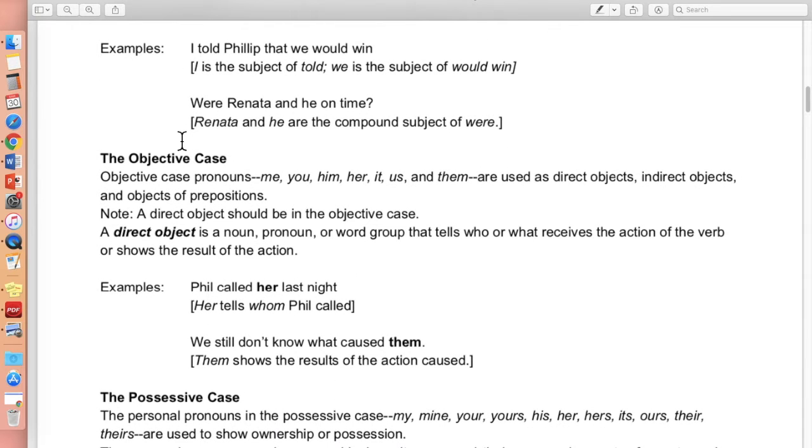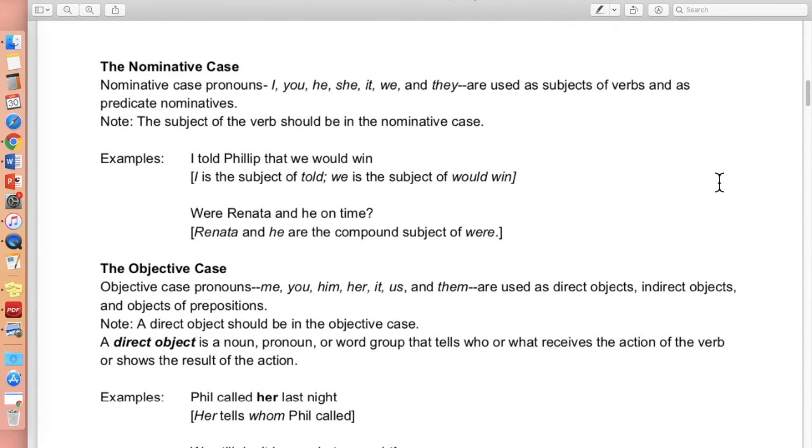Here's another example. Were Renata and he on time? Kind of sounds weird. We don't really talk in this way. I mean, we should talk in this way, but it's really formal, right? We would think it's formal. Renata and he are the compound subject of were, and were is the verb. Okay. If you took out Renata and, you would say, was he on time? We're changing the verb, of course, because of the subject change. But it makes sense, right? So that's why he needs to stay.